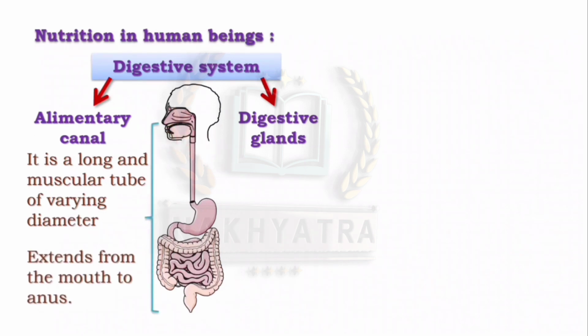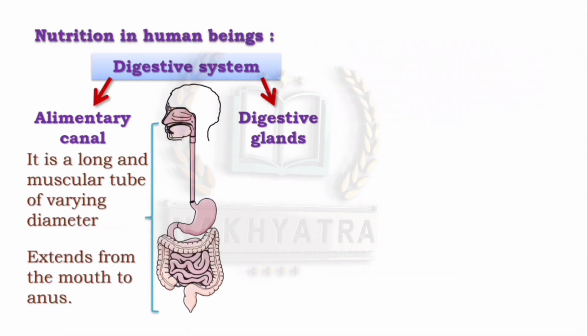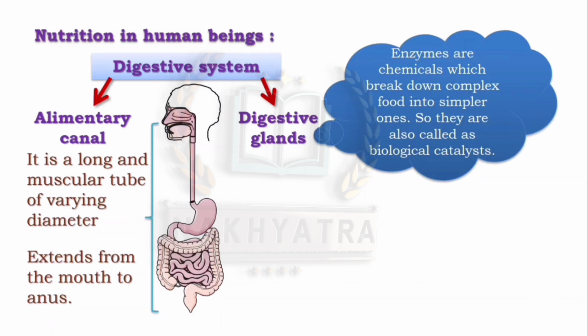Okay, now let us see what are digestive glands. But before that, what are glands? Glands are structures which secrete enzymes. Clear everyone? Okay, now let us see what are enzymes. Enzymes are chemicals which break down complex food into simpler ones. They are also called biological catalysts, because these are the chemicals which break down complex food into simpler ones.